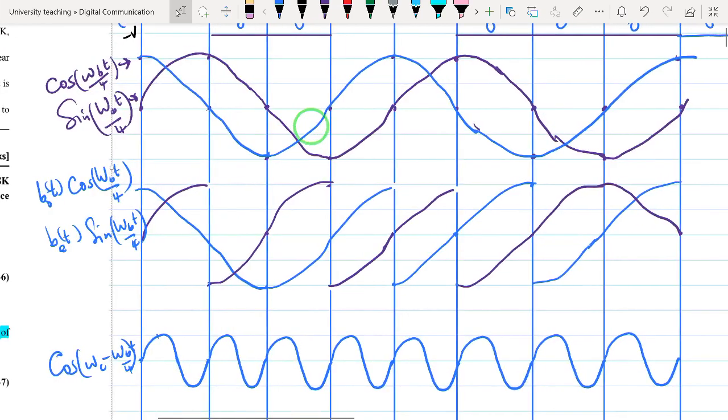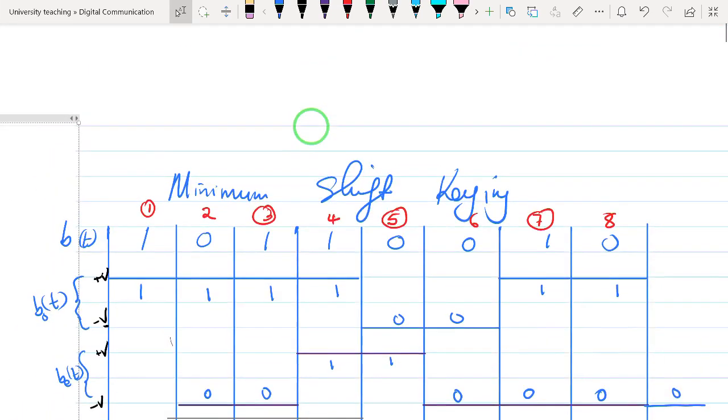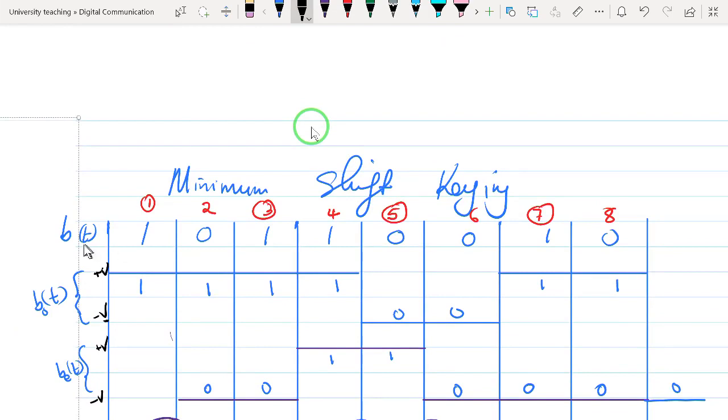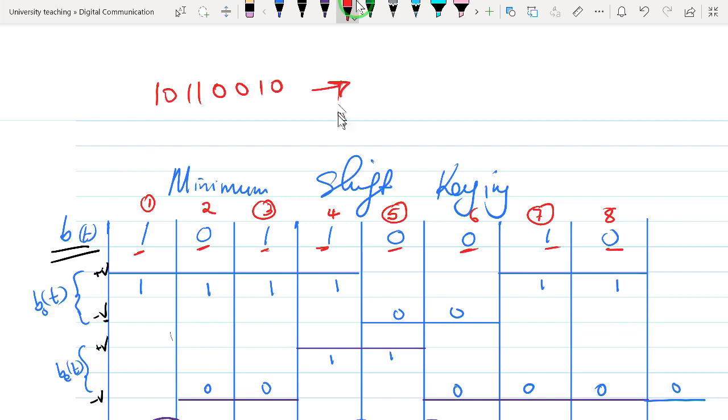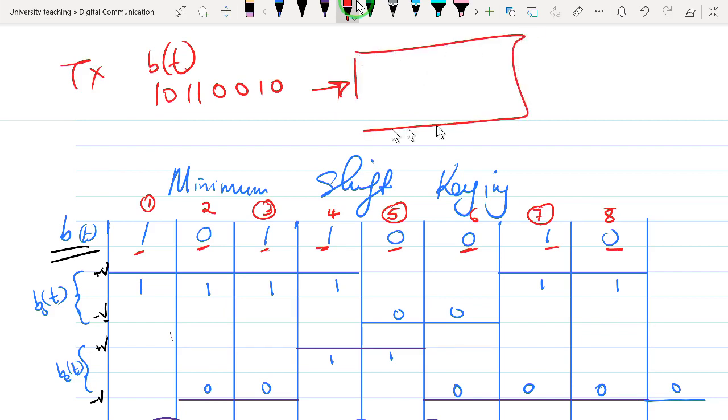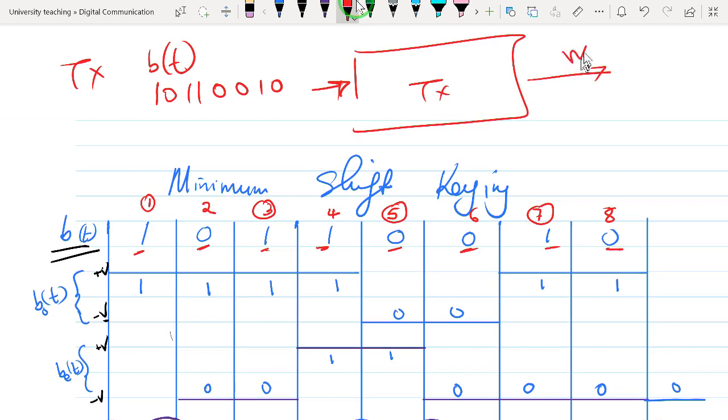So the first stage is to evaluate a binary data stream, bt, that may be represented as 1 0 1 1 0 0 1 0. So we want to set that bit stream. This is the one we want to transmit at the TX side. So at the receiver side, or outside the transmitter, we are going to have an MSK signal.